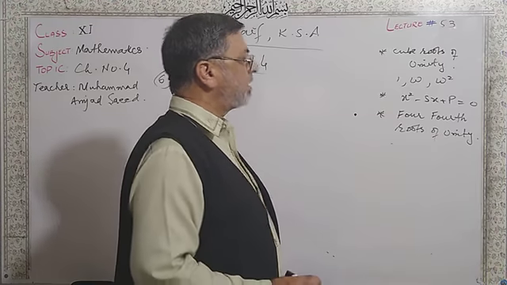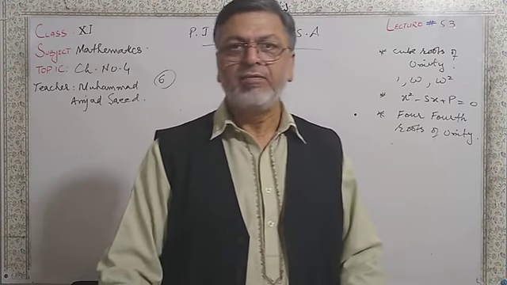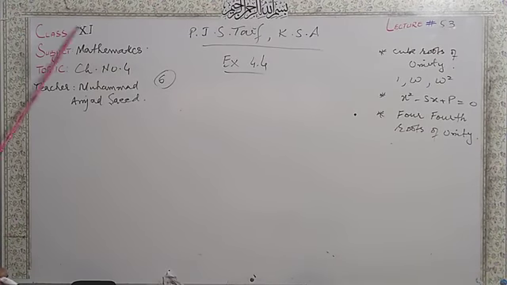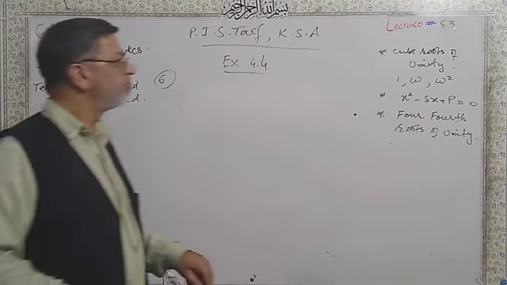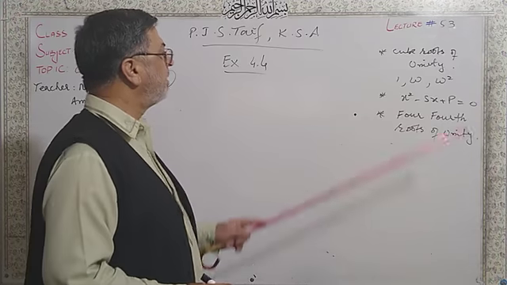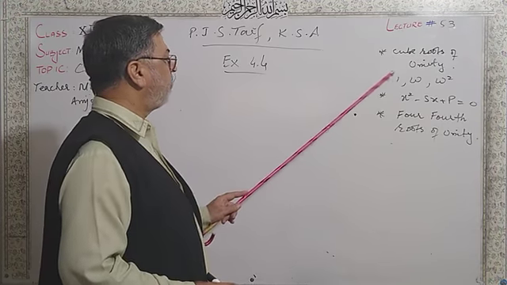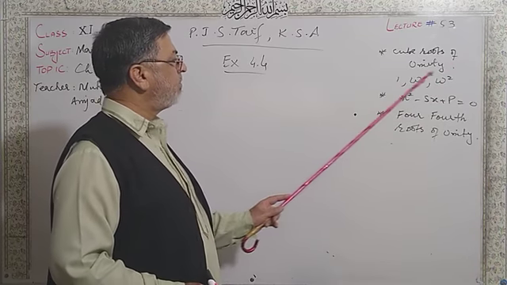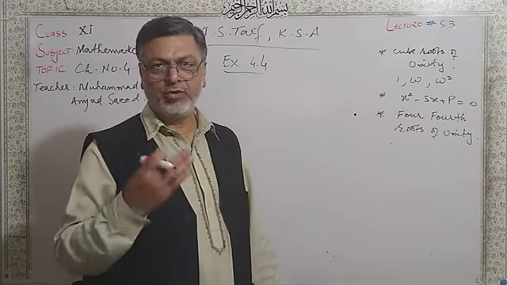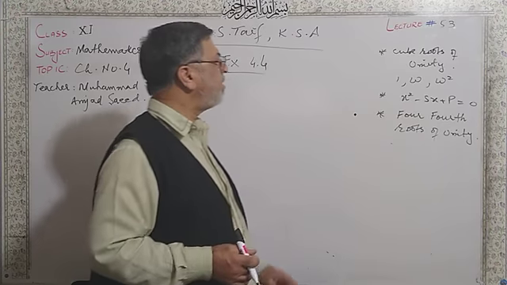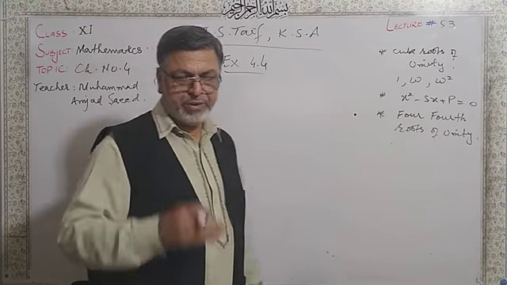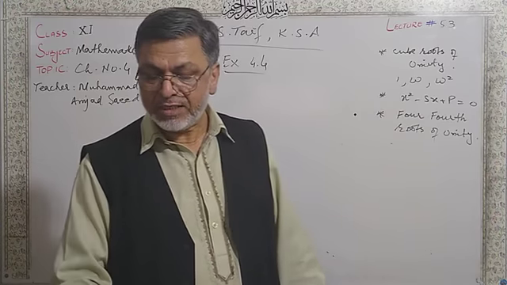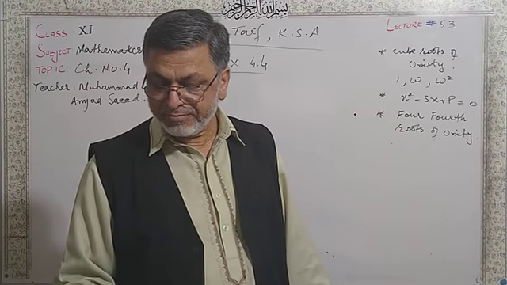Today we will continue our lecture number 53 from chapter number 4, exercise 4.4, question number 6, first year class. First of all, you know that cube roots of unity are 1, omega and omega square. Last time we discussed the values of omega and omega square and the use of their properties in previous questions, exercise 4.4, questions number 1, 2, 3, 4 like that.